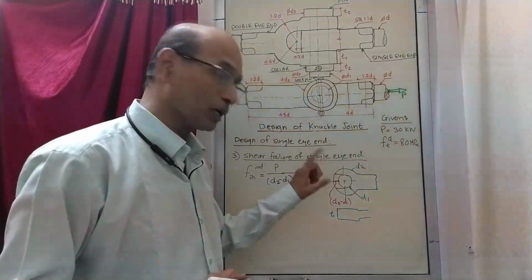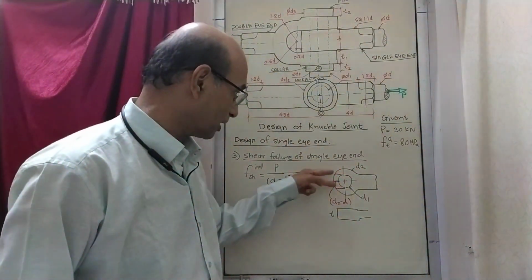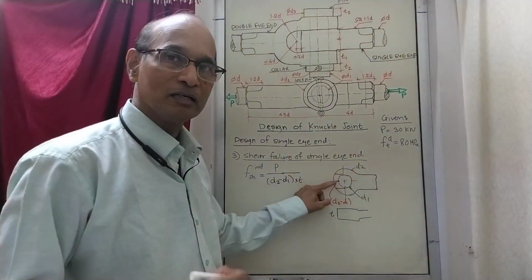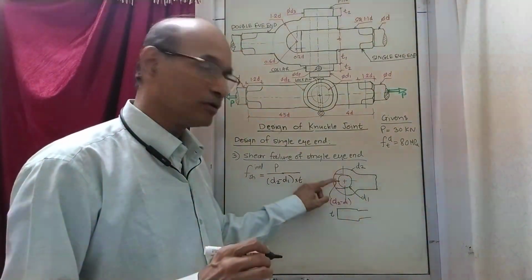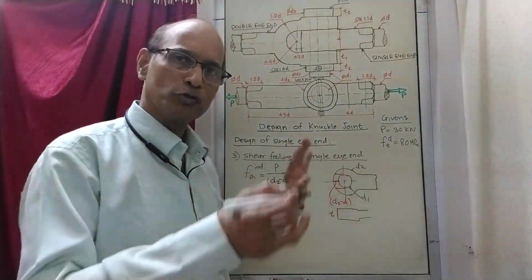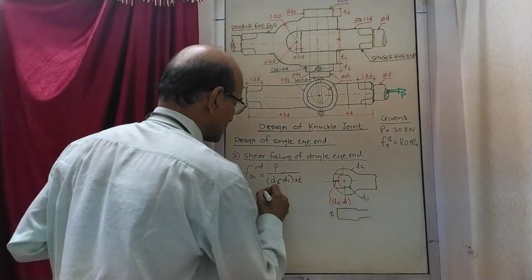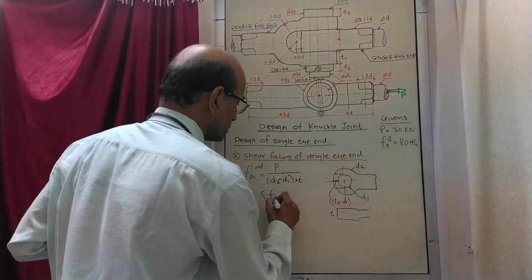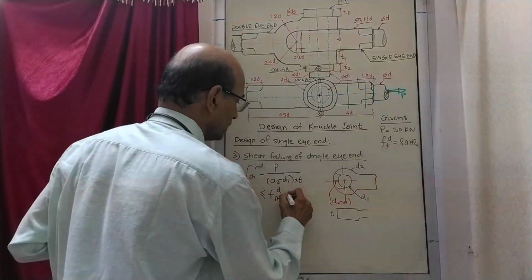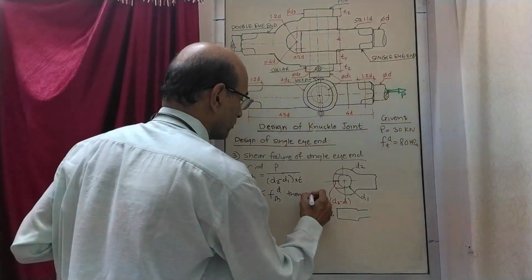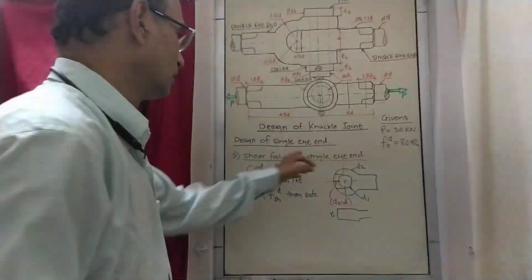When it fails in shear, I'll repeat, it will fail in shear from here, but we are taking this area just for the sake of simplicity, which is less than the actual area, which is still the safer way. So if this answer is less than or equal to the shear design stress, then this is safe. That means it will not fail this way.